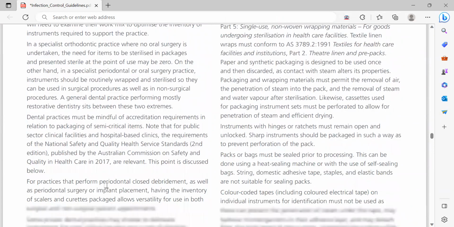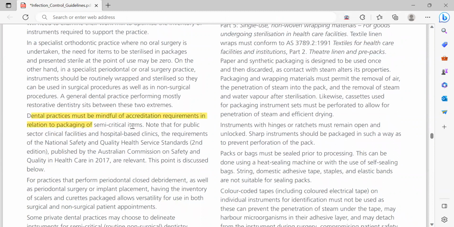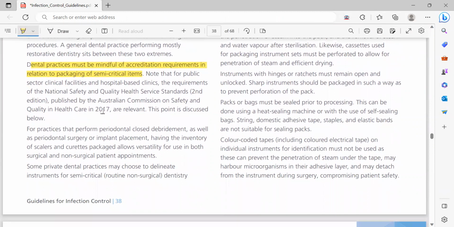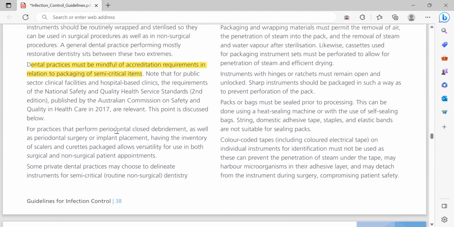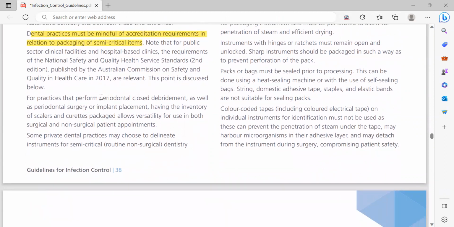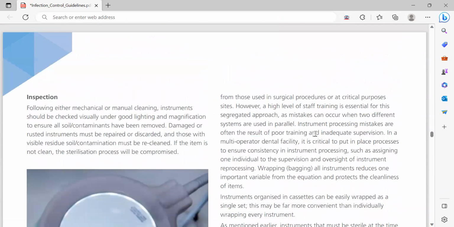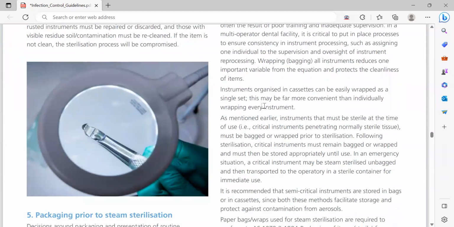Let me find something for you. The dental practice must be mindful of accreditation requirements in relation to the packaging of semi-critical items, because as we read in the previous pages, critical instruments must always be packaged, and for semi-critical it is your option. So you should follow that rule. And for practices that perform periodontal closed debridement, the instruments should be packed. And for some private practices it is your choice. So here they are talking about those things.